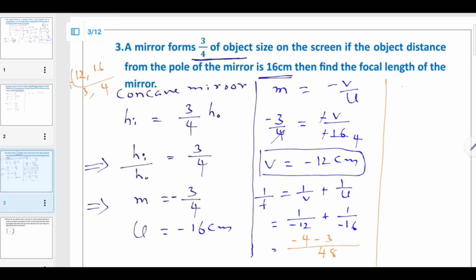So 1 by f equals minus 7 by 48. We are taking the reciprocal on both sides. f equals minus 48 by 7 centimeters. This is the focal length of the given mirror. As the focal length is negative, you can confirm that the given mirror is a concave mirror.